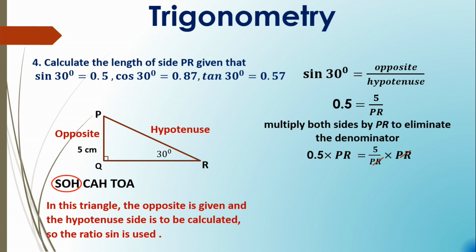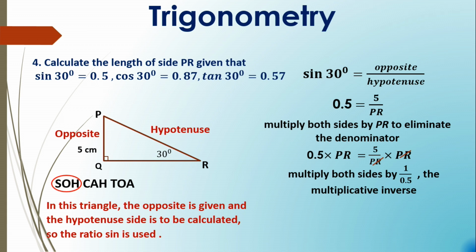Now, to obtain PR, we are going to multiply both sides by 1 over 0.5. That is the multiplicative inverse of 0.5. So, when multiplying by 1 over 0.5 on both sides, the 0.5 will get cancelled on the left-hand side, and you will be left with PR is equal to 5 times 1 over 0.5, which is equal to 5 divided by 0.5 equal to 10 centimeters.